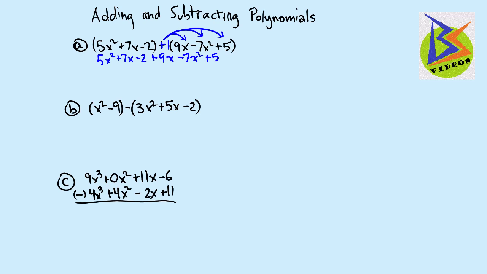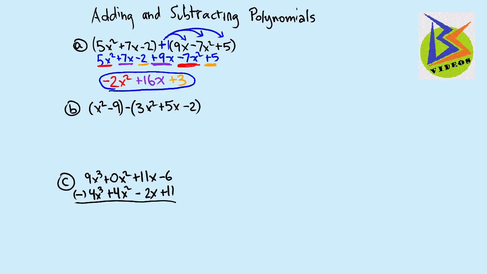Now what we need to do here is find our like terms. So we have 5x squared and a negative 7x squared. So 5x squared minus 7x squared is a negative 2x squared. Next one would be a positive 7x and a positive 9x, which is a positive 16x. And then the last one is a minus 2 plus 5, so a negative 2 plus 5 comes out to be a positive 3. And then we look here and say we can't combine any of these, so we are done.